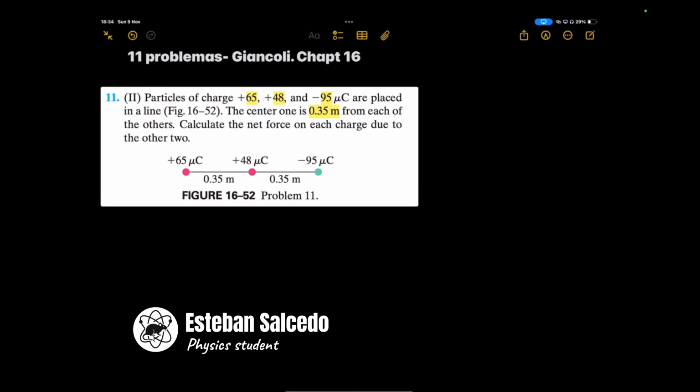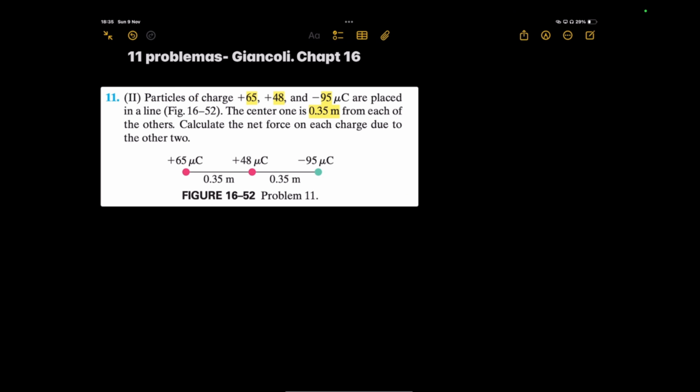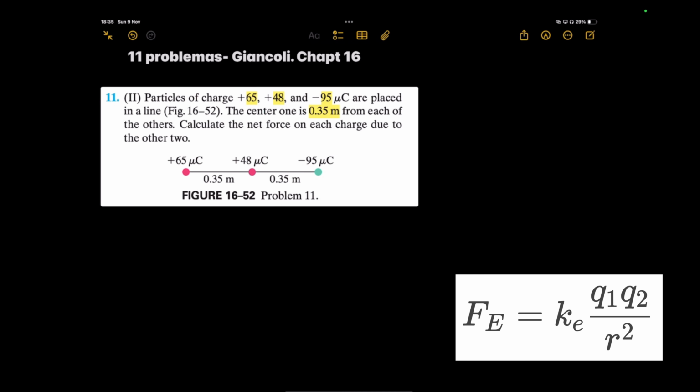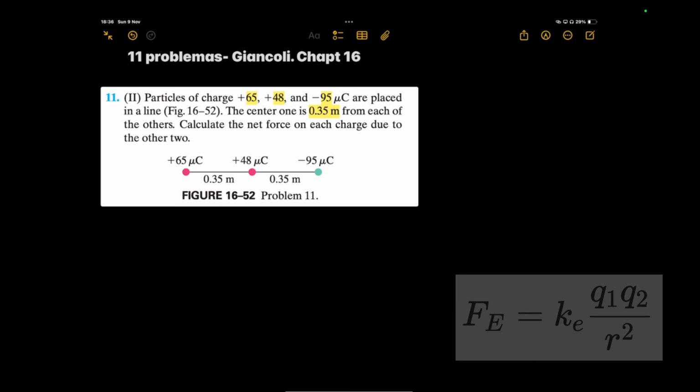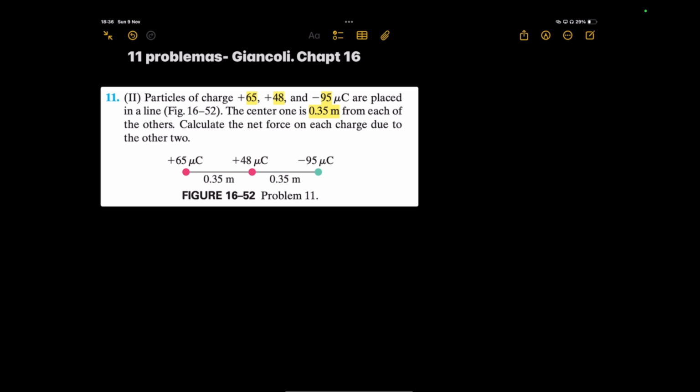Particles of charge plus 65, plus 48, and minus 95 microcoulomb are placed in a line. The center one is 0.35 meters from each of the others. Calculate the net force on each charge due to the other two. So we're basically using Coulomb's equations, and this is going to be a repetitive task. We have to do it 3 times for each particle.